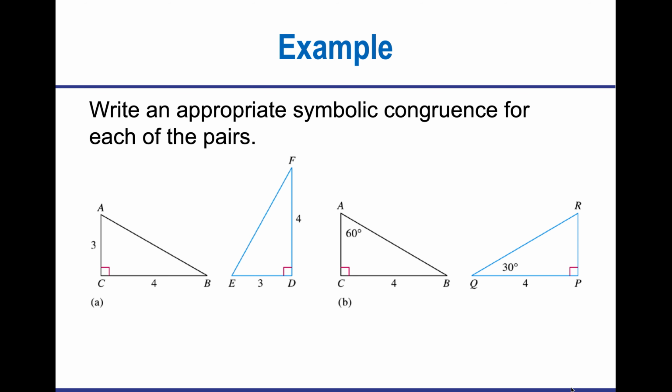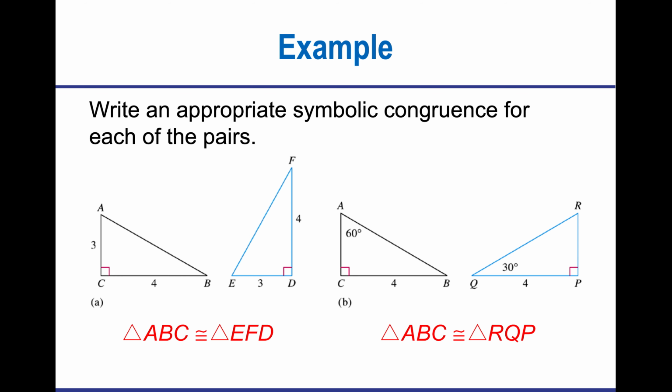So these are some examples, and if we wanted to write the appropriate notation for congruence for each pair, then triangle ABC would be congruent to triangle EFD. Now notice the orientation of these. If I do ABC, that has to be the same pattern as EFD. It's not just going to be the top starting point. I have to make sure that the right angle and that 3 correspond in the right process in naming the triangle.